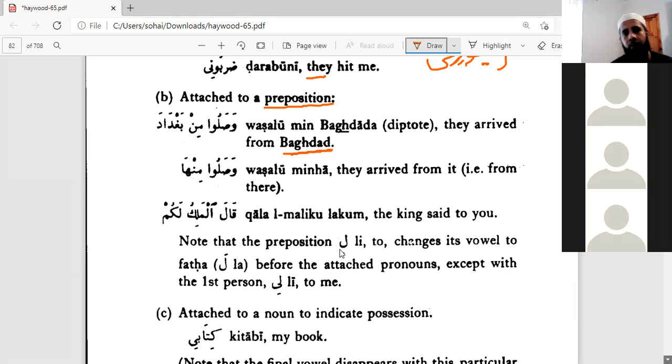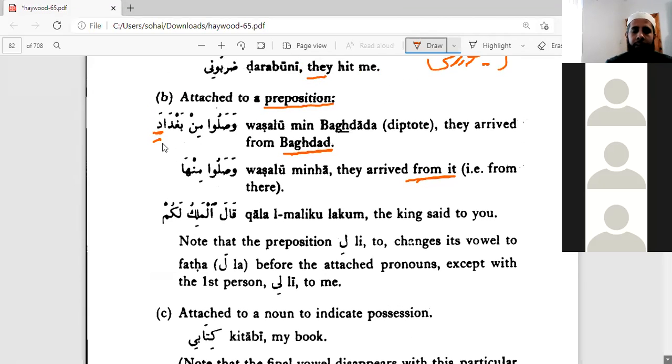What's the case of? Genitive. Genitive, yes. Normally you have kasra, but it's diptote, so it doesn't take kasra. But the case is genitive. That's good. So wasalu min Baghdad. If you want to say he arrived from it, we say wasalu, they arrived, minha, from it. They arrived from it. Wasalu minha.